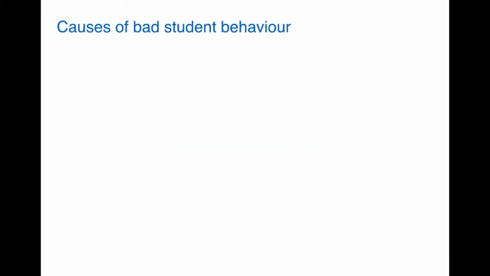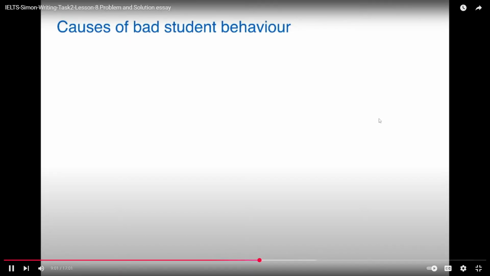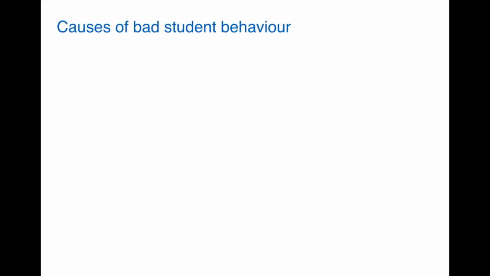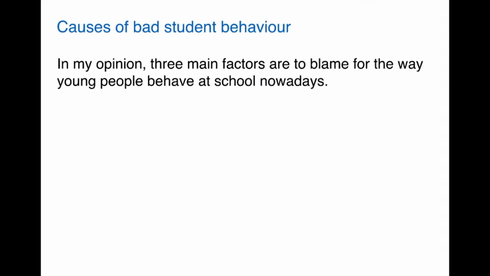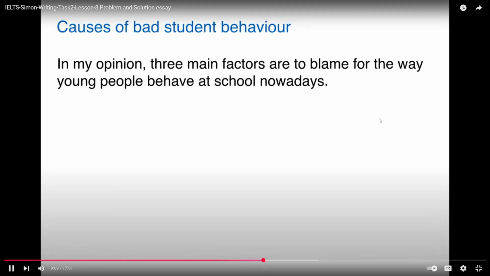If we go back to our plan, we'll see that the first idea was we needed a topic sentence just introducing the several causes of bad student behaviour. Here's what my students and I wrote. In my opinion, 3 main factors are to blame for the way young people behave at school nowadays.